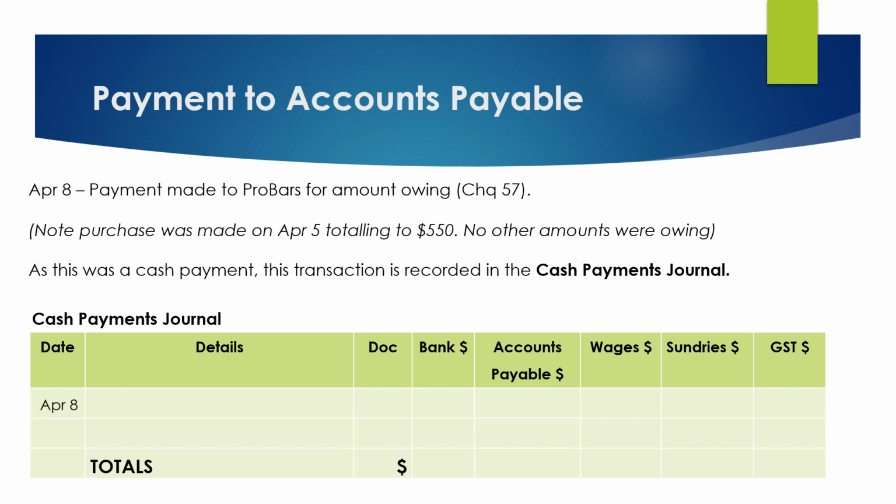We start with the date, followed by the details, which is payment to accounts payable ProBars, and then we record the document ID. In the bank column, we record $550, which is the total amount paid to ProBars. Then we also record $550 in the accounts payable column to show that this relates to a payment to accounts payable.